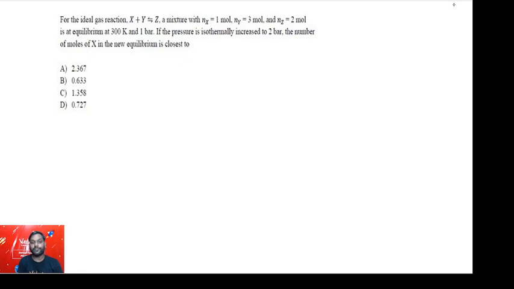So we can first calculate the partial pressure of each gas using Dalton's law, that mole fraction into total pressure is partial pressure. So partial pressure of X would be 1 upon 6 into 1 bar. Partial pressure of Y would be 3 upon 6 into 1, and that of Z would be 2 upon 6 into 1.